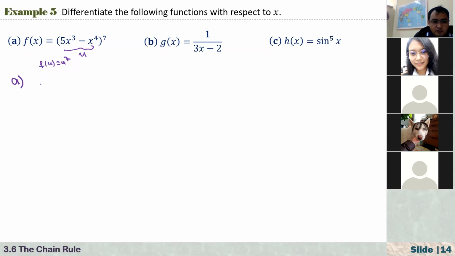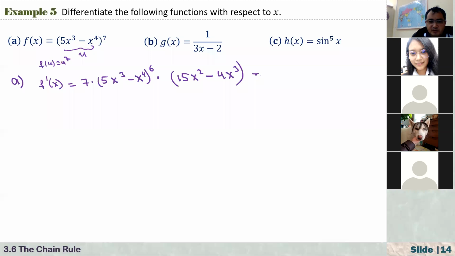So using that rule, what is f prime of x? First 7 comes to the front, our u function, that is 5x cubed minus x to the power of 4, to the power of 7 minus 1, which is 6, times. Now I need to differentiate u with respect to x. That is 15x squared minus 4x cubed. Usually we better write this in front, so I can write it as 7 times 15x squared minus 4x cubed times 5x cubed minus x to the power of 4, to the power of 6.